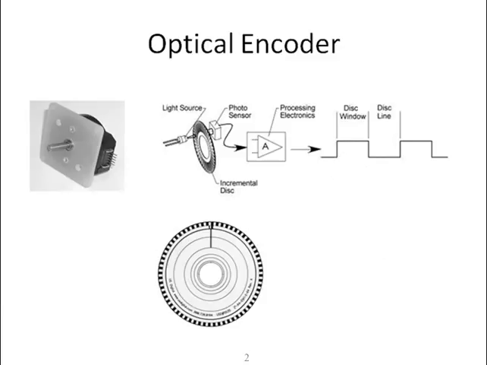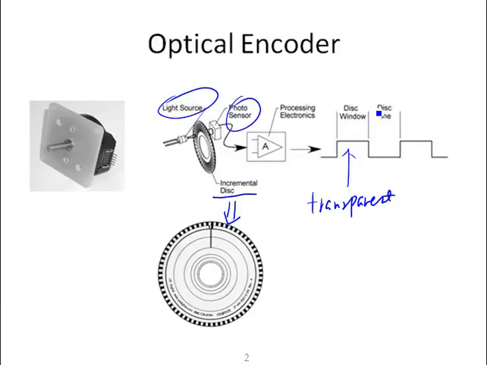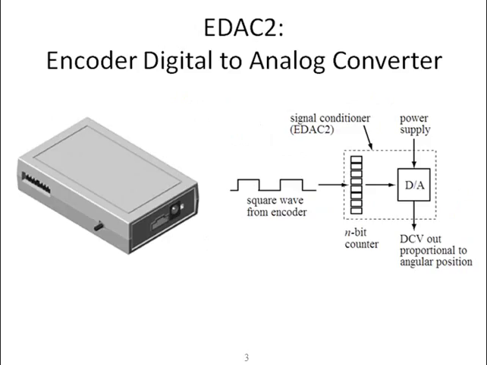In the housing of the optical encoder, there's a light source, which is generating light continuously. Light travels and hits a disk. Half of the disk is transparent, and half of it is not. When the disk is transparent, the photosensor, which is on the other side of the disk, will be able to detect the light, indicated as a disk window. On the other hand, when the disk is not transparent, the light will not pass by, indicated as a disk line. Therefore, the end result of the optical encoder is a square wave.